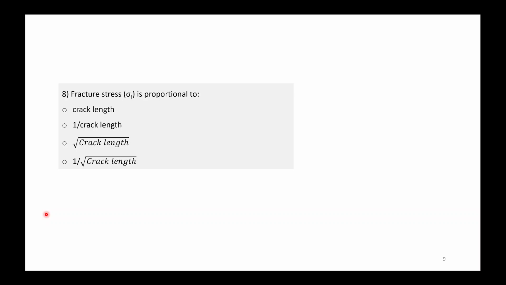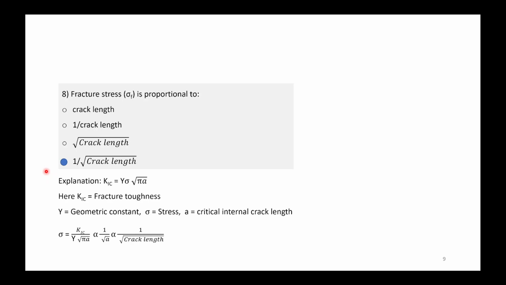Now, the eighth question is: fracture stress sigma f is proportional to crack length, 1 upon crack length, square root crack length, or 1 upon square root crack length. Your answer will be this one, and using the formula you can simply measure this. Sigma will be your stress, so fracture toughness will be the same for the material. Then using this you have to get the relation between sigma f and a. So with sigma 1 and a1 and sigma 2 and a2, you can get this relation. So sigma will be proportional to 1 upon root crack length.